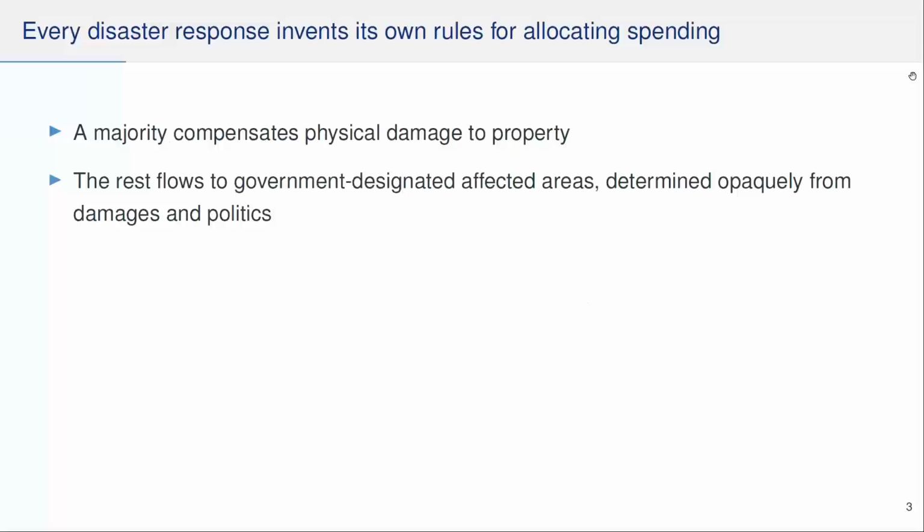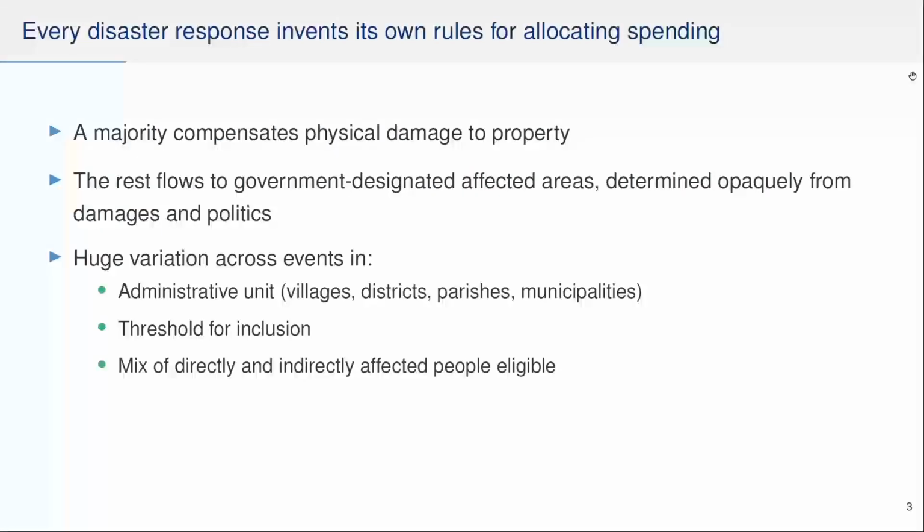Now, the majority of the remainder tends to go to a list of geographic units that the government has deemed were affected by this event. The way that those lists tend to get put together is a little bit opaque, a combination of damage surveys and politics. And if you look at the big disasters of the last 20 years, you see huge variation across events in what unit they're using. Are they prioritizing villages, districts, parishes, municipalities? What's the threshold for being included in this definition of you were affected?